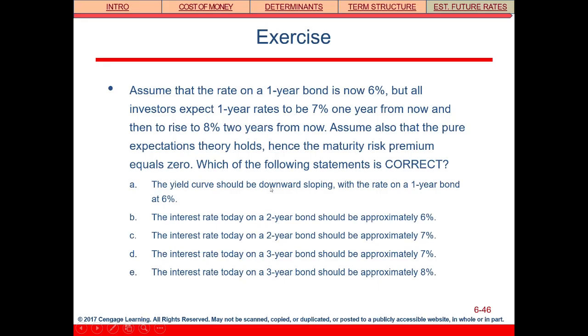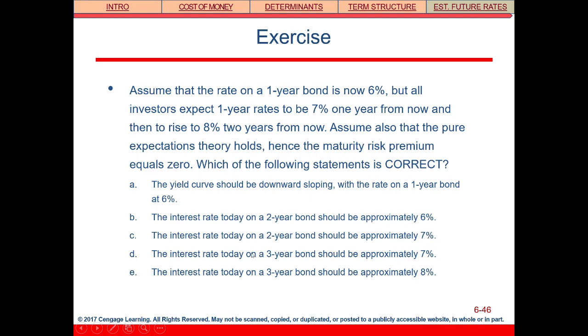Option A says the yield curve should be downward sloping with the rate on the 1-year bond at 6%. The rate on the 1-year bond is indeed at 6%, but you see the rate on the 1-year bond 1 year from now, meaning the second year, is 7%, and after that it's 8%. So basically the interest rate is rising, right? So it cannot be a downward sloping curve. Therefore A is wrong. B says the interest rate today on the 2-year bond should be approximately 6%, very similar to C, which says 7%.